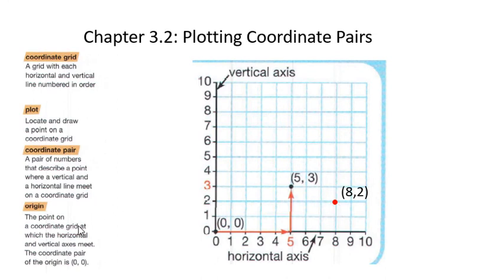Origin is the point on a coordinate grid at which the horizontal and vertical axes meet. The coordinate pair of the origin is 0, 0, and that's this right here. So where the 0, 0 meet, right there, we call that the origin. That's because origin means where it starts. So these two lines, these two axes continue. So this could go all the way up, this can go all the way across, but this is where they start at the origin, and the coordinate pair in round brackets is 0, 0.